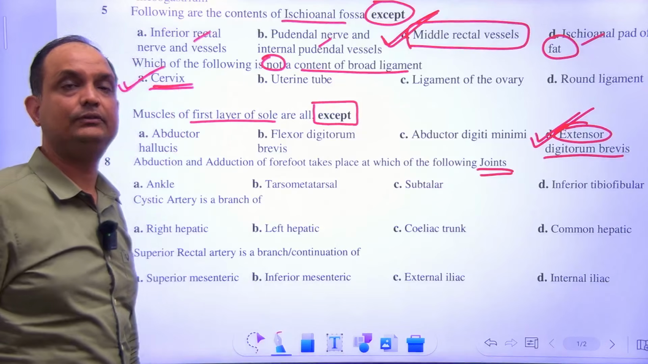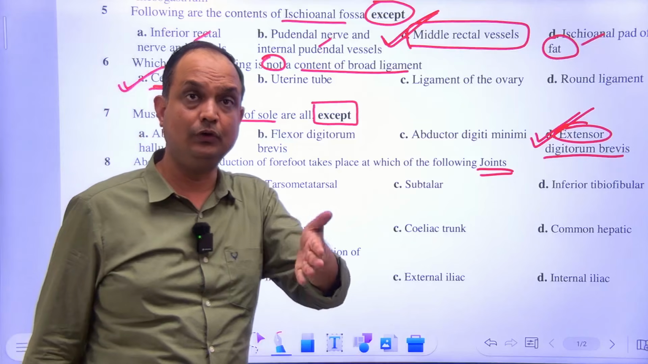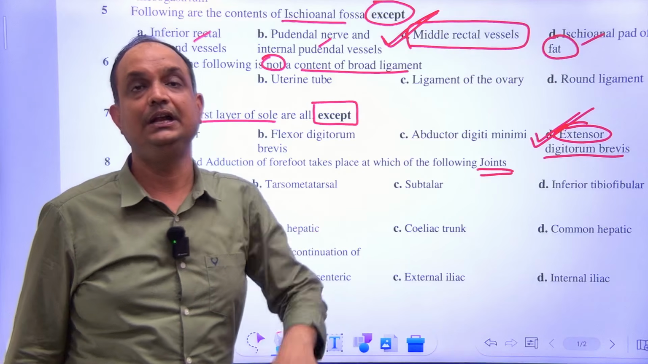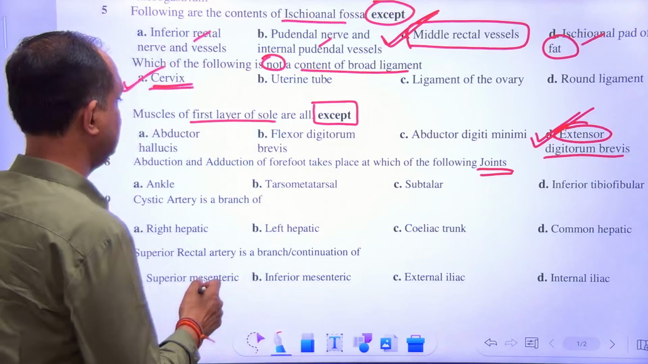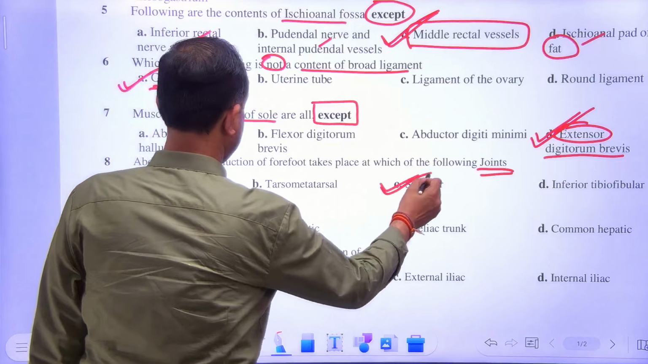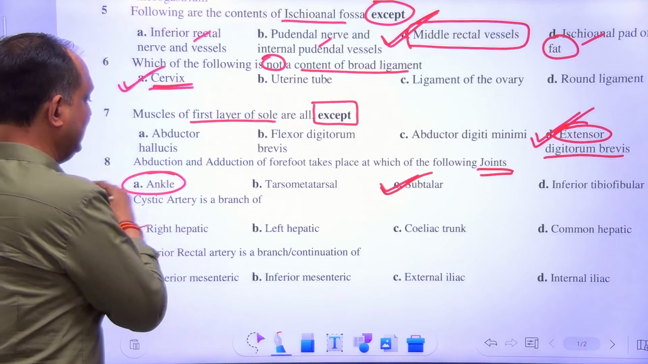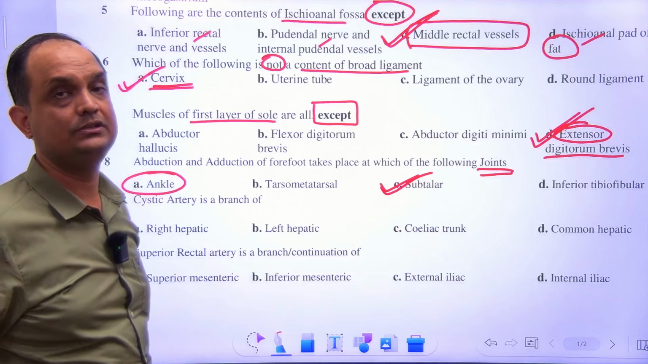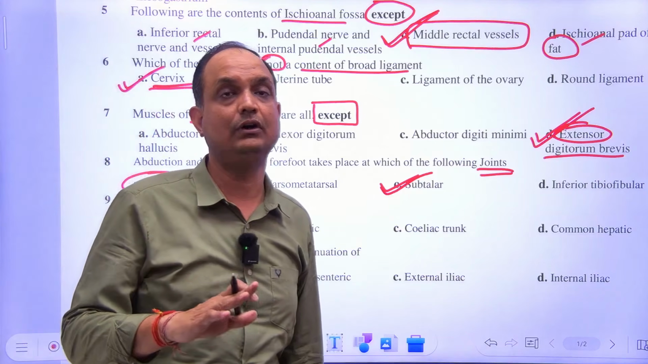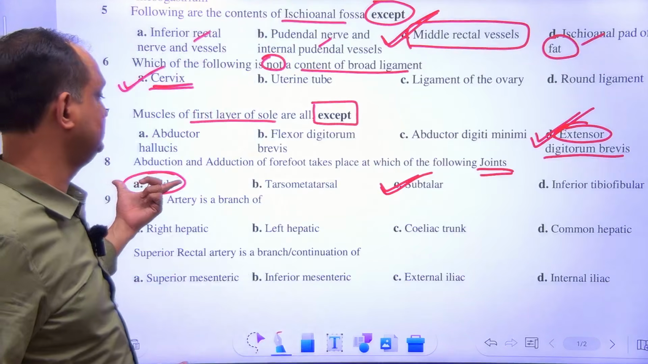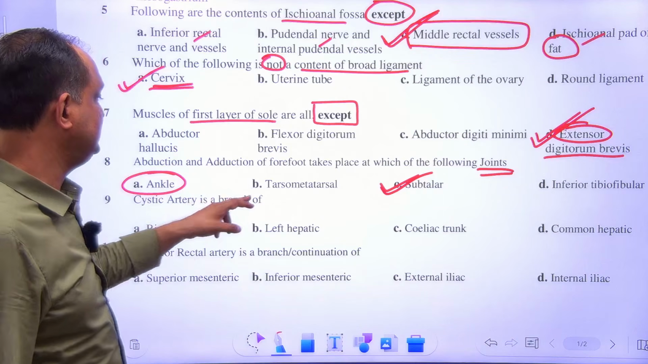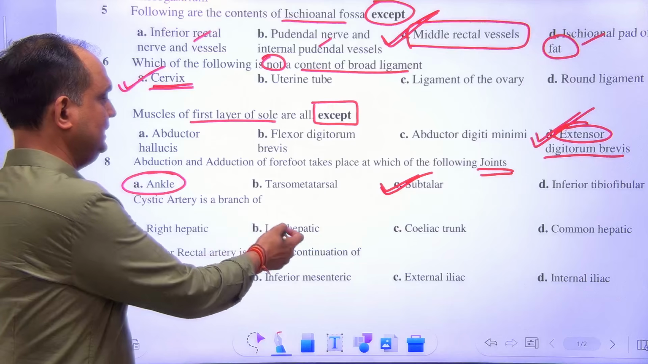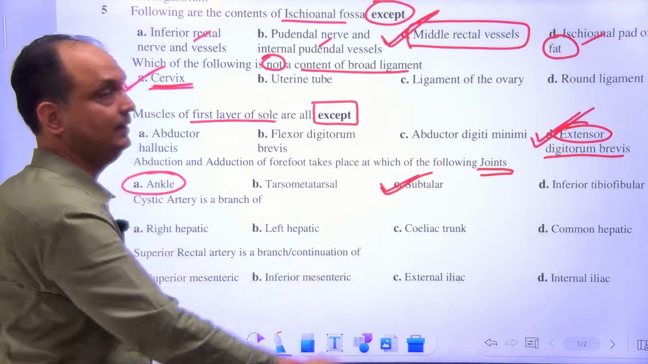Now dear students, when we are talking about the movement of the forefoot, the adduction, abduction, they are taking place with the subtalar joints. So where is the answer? Answer is C, subtalar joint. Keep this thing in mind that ankle joint is a classical hinge joint. It does not cause inversion, eversion or adduction, abduction. Ankle joint causes only plantar flexion and dorsiflexion. Cystic artery is a branch of hepatic artery, left hepatic, celiac trunk, common hepatic.